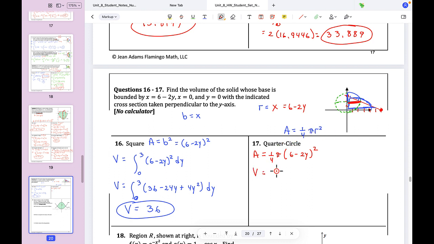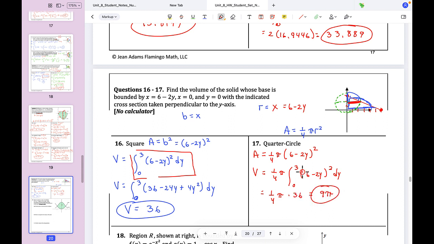So for my volume, I'm going to bring the 1/4 pi outside the integral. We're going from 0 to 3, because it's with respect to y, of (6 minus 2y) squared dy. Now remember, we already did that, the integral of (6 minus 2y) squared dy. So this is going to be 1/4 pi times 36, which equals 9 pi. Don't do the work over and over again. We already did it once.